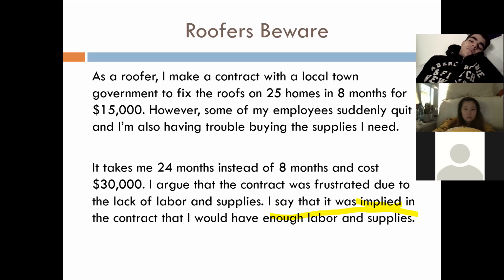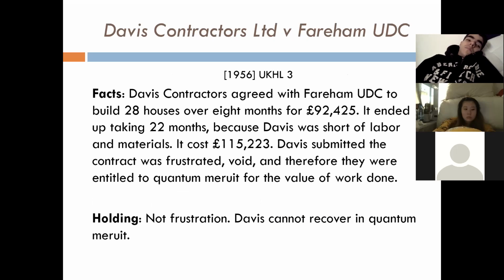Well, what about in this case? I'm a roofer and I made a contract. Was it implied that I would have enough labor and supplies? No, it's not. There's nothing in the contract that says if anybody quits my company, I will demand more money from you, town, because I expect nobody to quit my company. I mean, what does the town know? Maybe I'm a terrible boss. So, of course, no, this is not frustration. You cannot recover, and here's this phrase again, in quantum meruit.